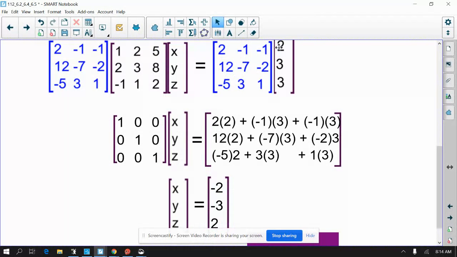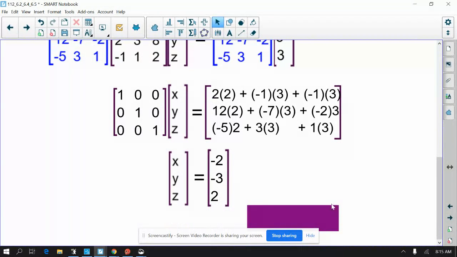And then 12 times 2 is 24, plus negative 21 is 3, plus negative 6 gives me negative 3. And then 5 and negative 2, that's negative 10, plus 9, plus 3. So negative 10 plus 9 is negative 1, plus 3 is positive 2. And here is my answer: negative 2, negative 3, 2, an ordered triple.